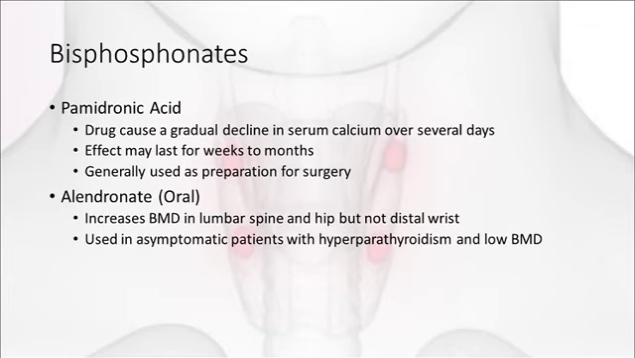Alendronate, which is an oral bisphosphonate, increases bone mineral density in the lumbar spine and hip, but not the distal wrist, which we know is one of the places where you will get loss of bone mineral density. Use in asymptomatic patients with hyperparathyroidism and low bone mineral density is where it is suggested you use alendronate.